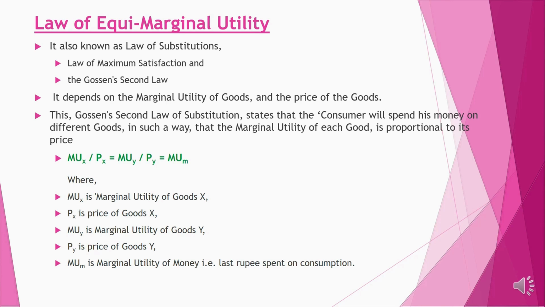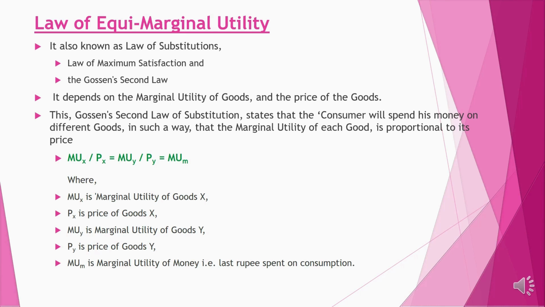Now, this formula says that if product X is costlier than product Y, then the consumer will purchase fewer units of product X. Even then, product X will give more satisfaction per unit of consumption. While if product Y is cheaper, then the consumer will purchase more units of product Y. And in comparison to the costlier product, it will give less satisfaction per unit of consumption. But overall, with complete consumption of both products X and Y, the marginal utility of money will be the same for both the products.